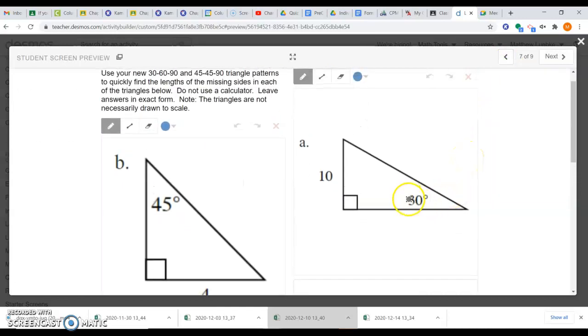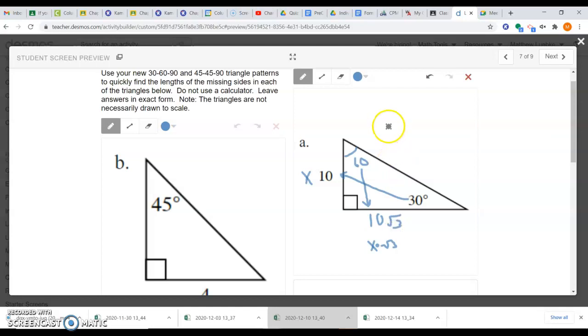Let's do some examples from the previous slides. The first one here in A, we see that the short leg is 10. In my generic version, that would be my x, because your short leg is always your x value, or your starting point. Then to find my long leg, which is always across from my 60, in this case this side, I need to multiply x, or in this case 10, by the square root of 3. So your x times the square root of 3 side here is equal to 10 times the square root of 3.